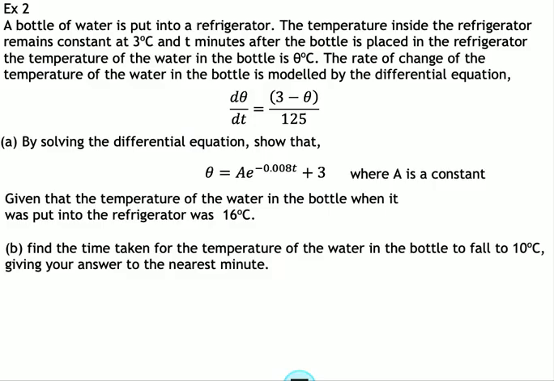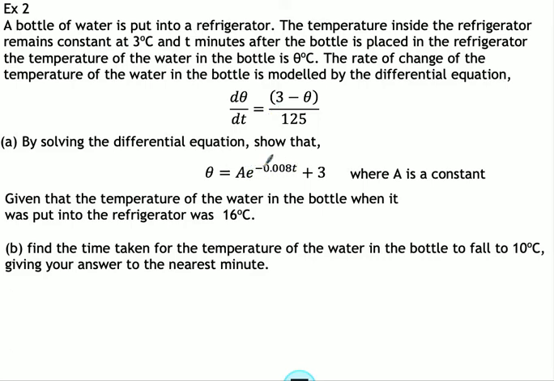Okay, so this one, a lot more text. Now a lot of the time the text is there to put you off. The information in here is pretty much already part of this differential equation. It's worth scanning through, making sure you're not missing any key parts. But generally speaking, all this text just means this here. And we want to solve it to show that.